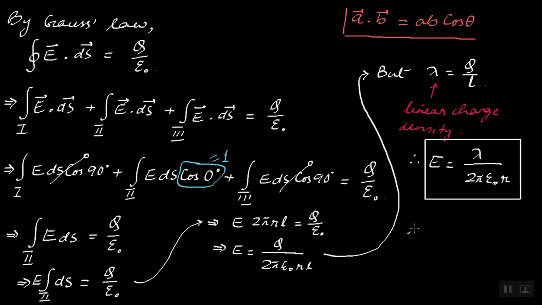Okay, so you can clearly see here that the electric field is inversely proportional to the distance. So the farther the distance from the wire, the smaller will be the strength of the electric field. Okay, so this is the first application of Gauss law.